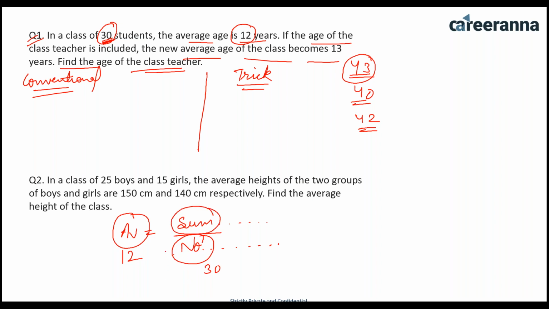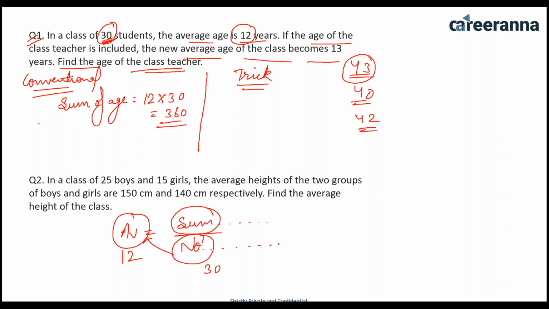Can I do it like this? Sum will be sum of age equals 12 multiplied by 30. It is 360. Is it clear to everyone? Any doubt? Guys, I am being very slow. If you have any doubt, please ask.